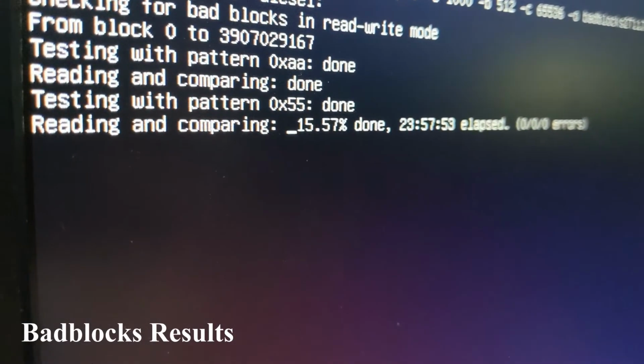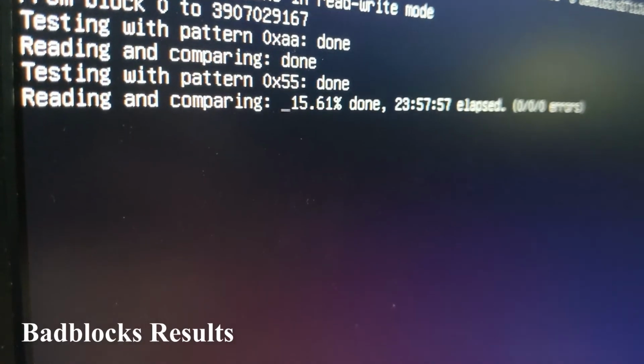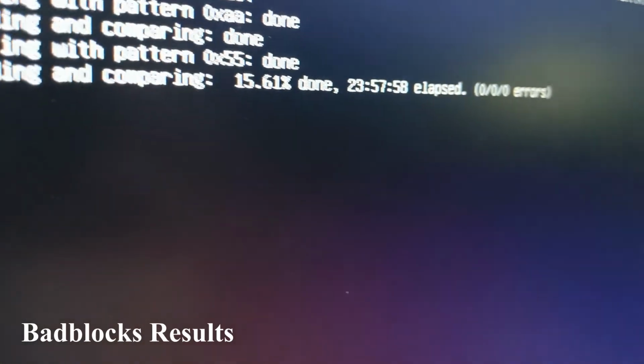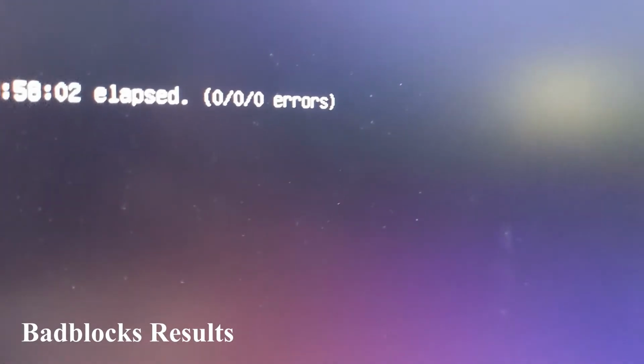All right, so what we can see here is that they completed two of the write patterns and read it back and said everything was done. It's working on the third one now. But look at that. Zero errors.